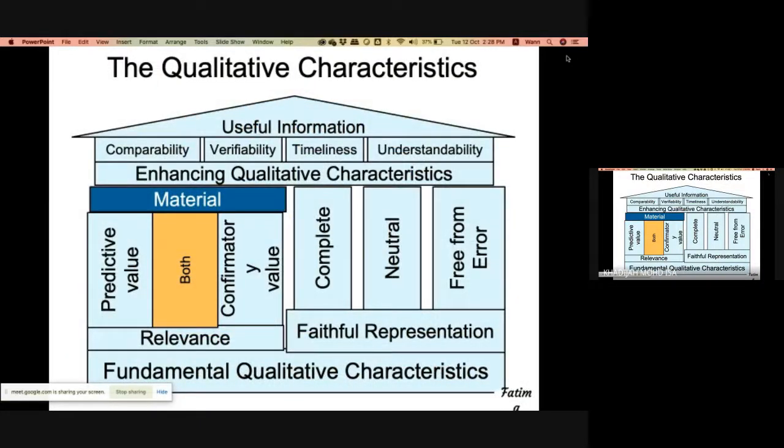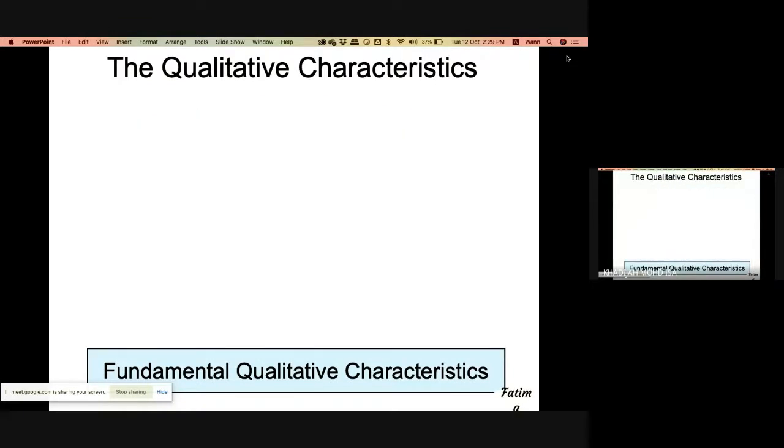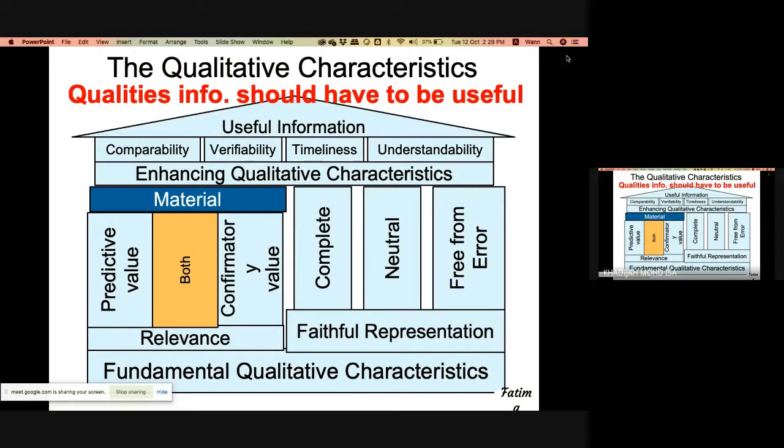We start with the fundamental qualitative characteristics, which are relevance and faithful representation. Relevance, you have the predictive value, and then you have the confirmatory value and materiality, and faithful representation. And then these qualitative characteristics are further enhanced by the following: comparability, verifiability, timeliness, and understandability. With all these, you come up with useful information. Quality information should be useful.